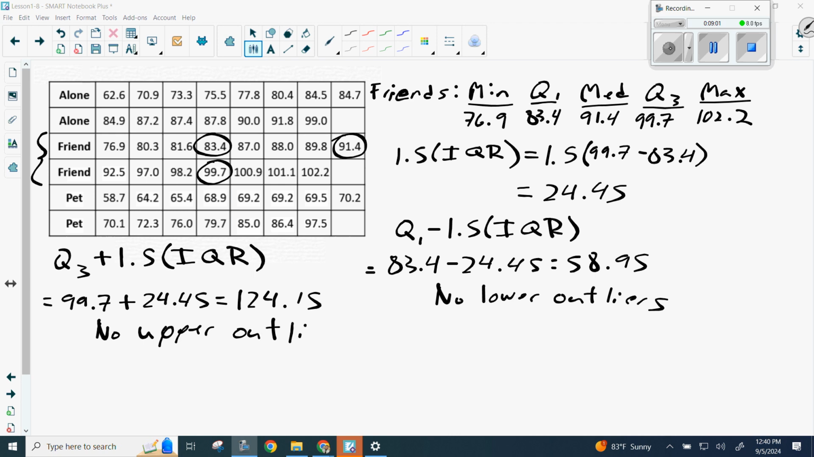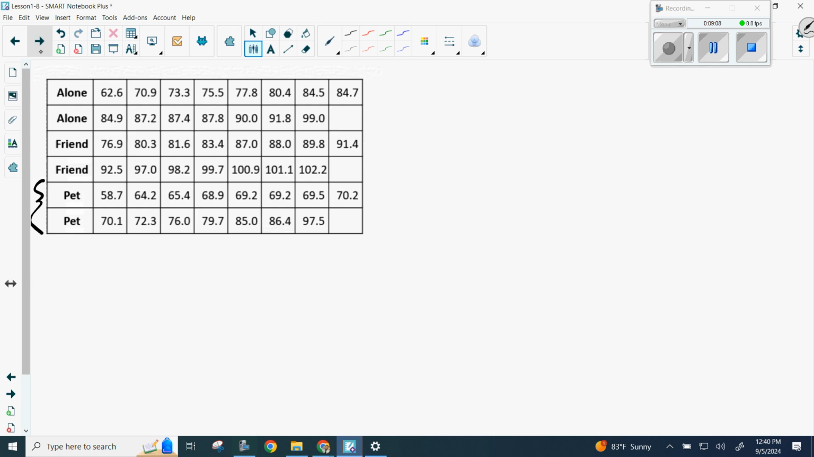All right, we've got one more to do to calculate these outliers. Let's do it for pets. All right, pets. Anyways, here we go. First, I'm going to write my 5-number summary. And our maximum. All right, minimum is easy. It's 58.7.